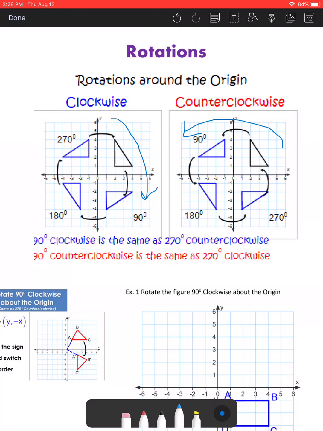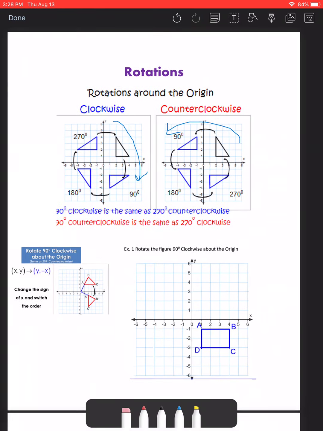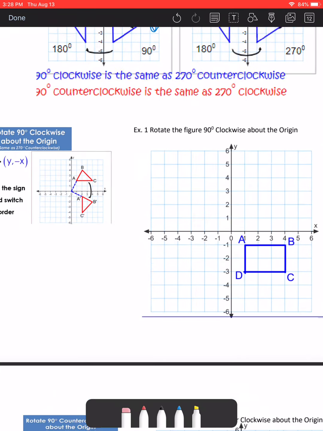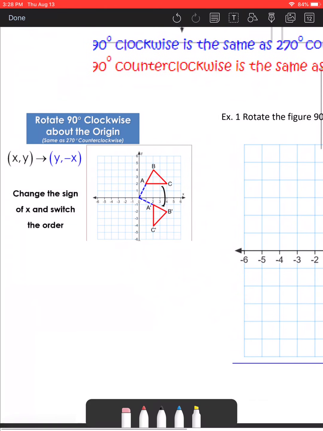Something interesting is, when we learn about our rules for today, a 90 degrees clockwise rotation ends up being the same as a 270 degrees counterclockwise rotation. And likewise, a 90-degree counterclockwise rotation is the same as a 270-degree clockwise rotation. All right, so that being said, let's go ahead and look at our first rule here.